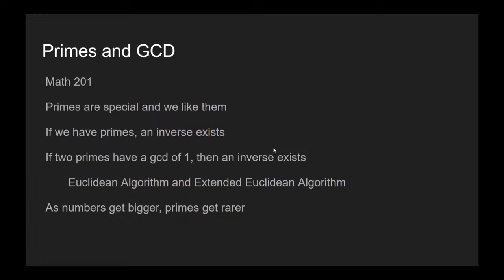So GCDs, primes, we like them because they give us these special answers, this special output that tips us off to like, yep, there's the answer, there's the solution. We can use this to decrypt. These are the numbers we have to use, more or less.